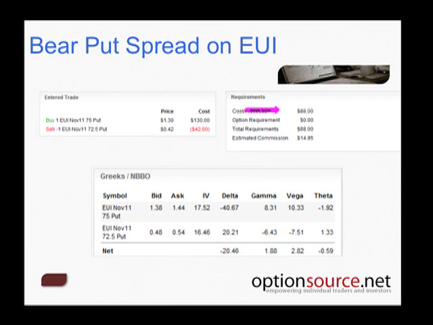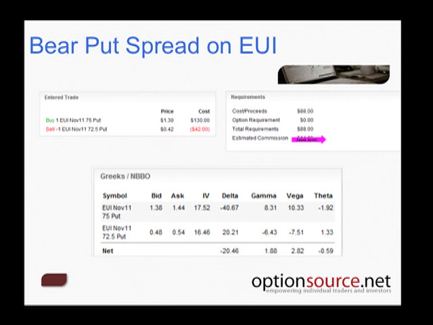We can see that we have our November 75 puts, and the ask price is 1.30, and we could sell up to the 72.5 puts and collect 42 cents. The net cost of that particular spread is going to be 88 cents per contract, and of course we always have to factor in the commissions.